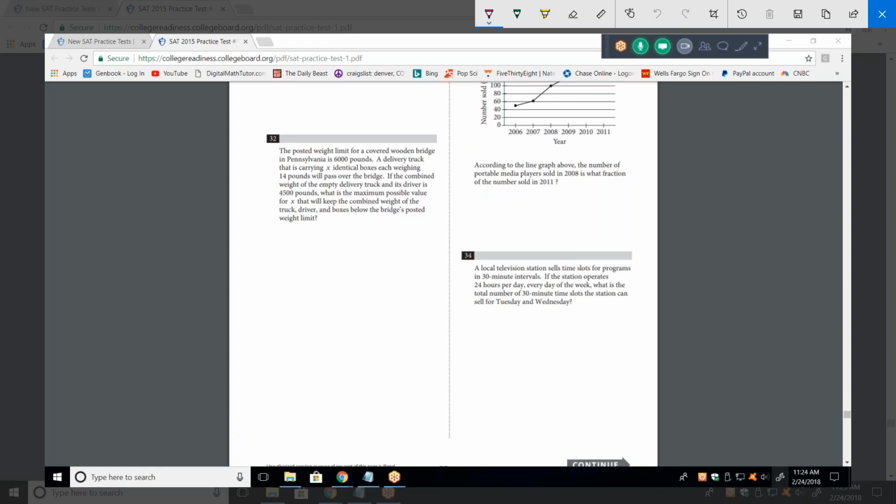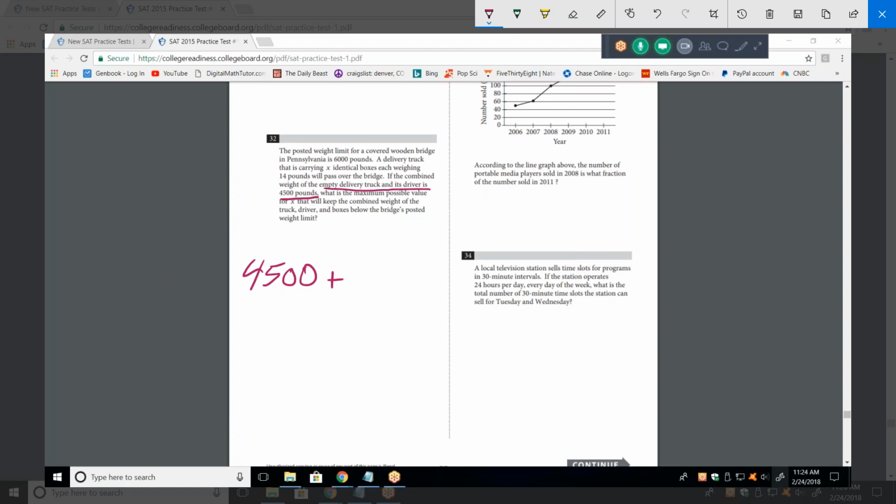In other words, read: empty delivery truck and its driver weighs 4,500. Oh, okay. Sorry, I was looking at the one above it. Okay. So here's the minimum weight with no boxes that would be on the bridge. That's less than 6,000. We're okay. But now we're going to add boxes.